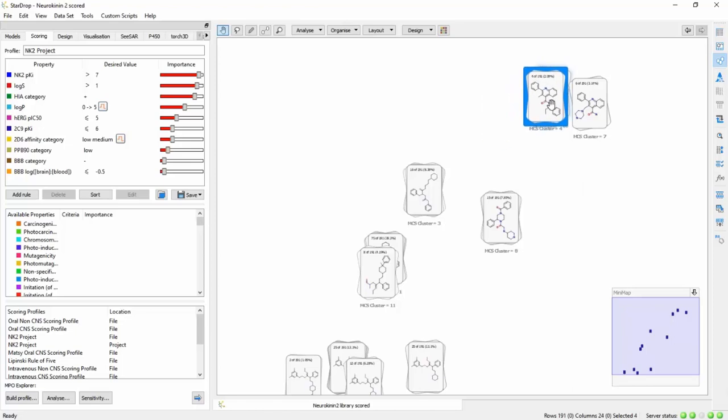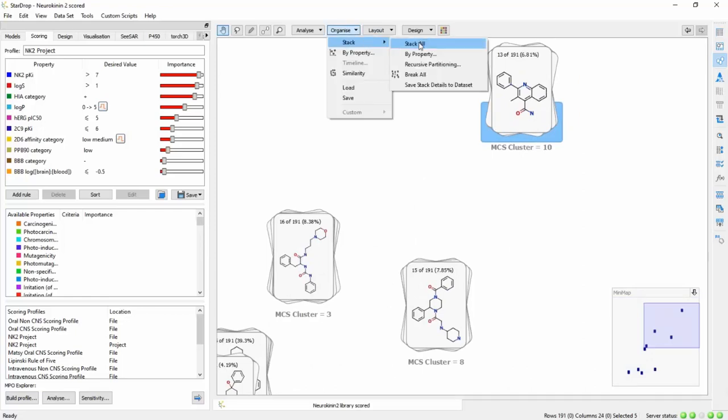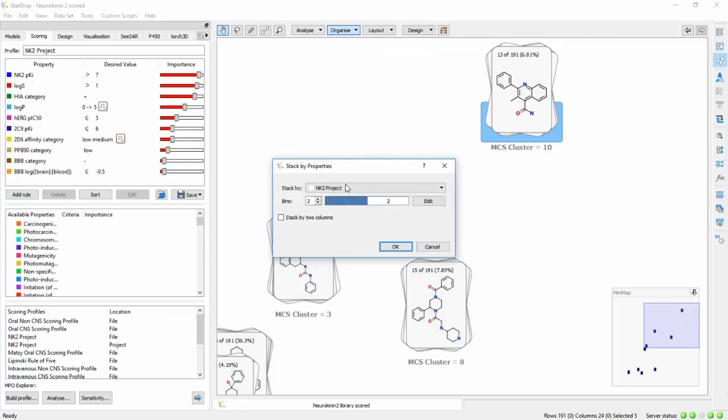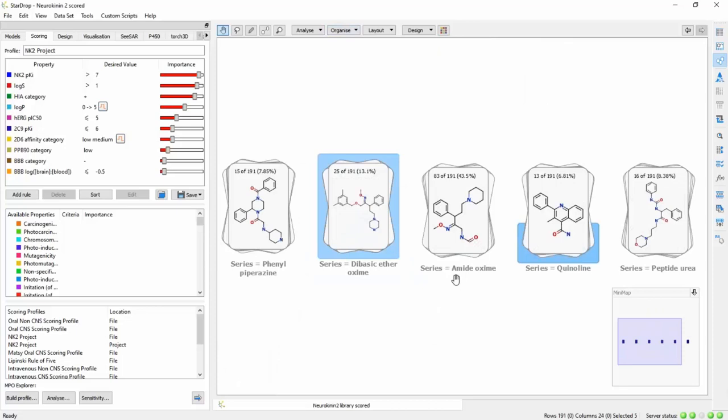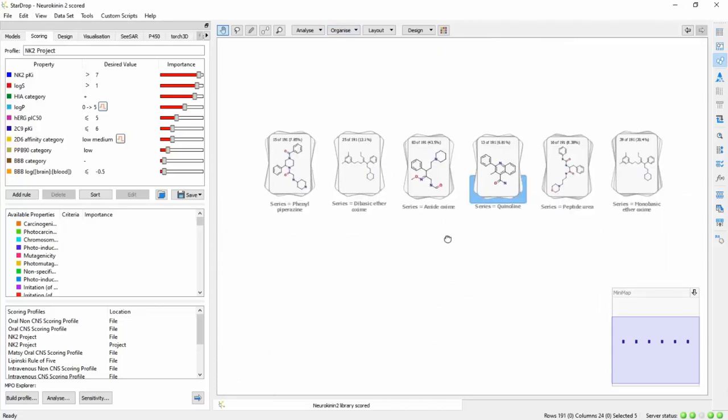So here you can see 3 clusters that belong together, which I can group together into a chemical series. Or just to save a little bit of time, I will just stack all of these by a label for the different chemical series. So you can see there are 6 different series within this data set.